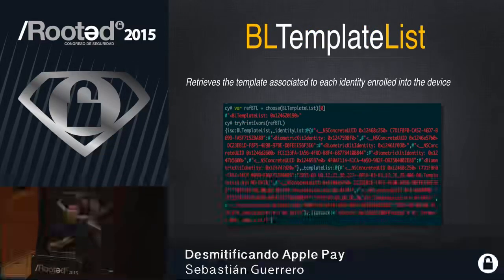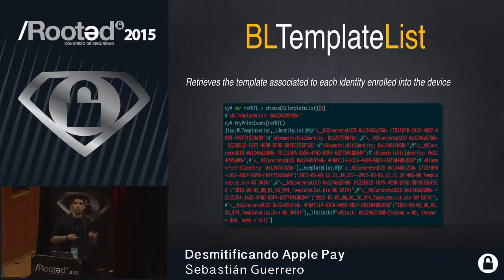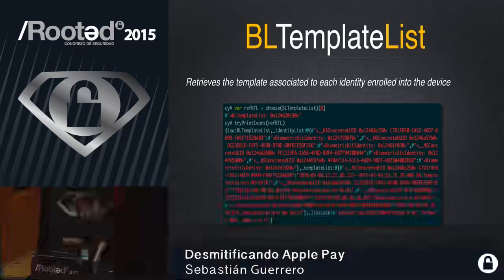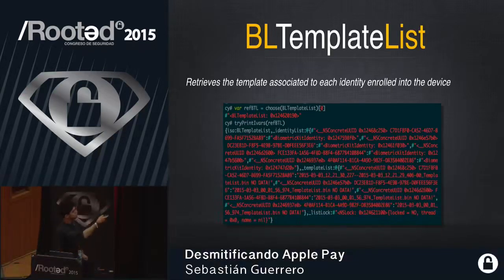We also have the BL template list, which is the template associated information to each identity enrolled into the device. The template is the image or the topology in this very case with all the nodes corresponding to the representation of the fingerprint.